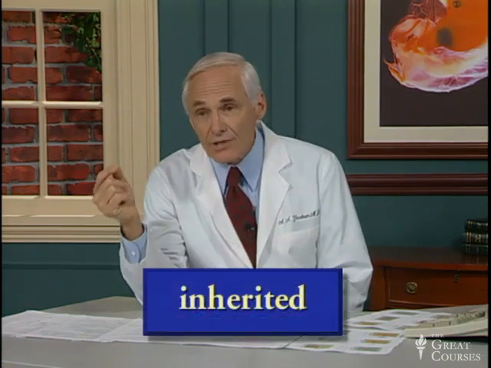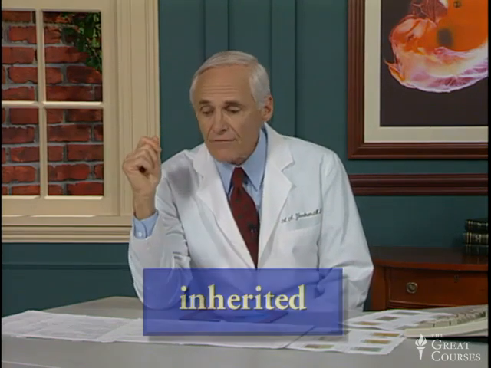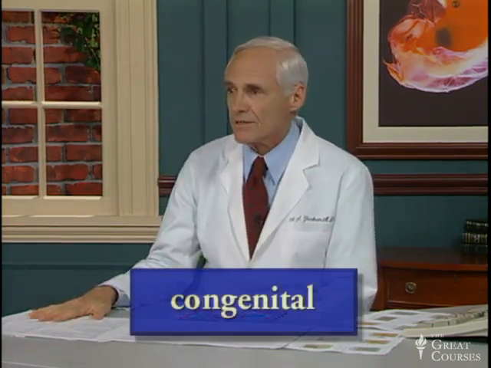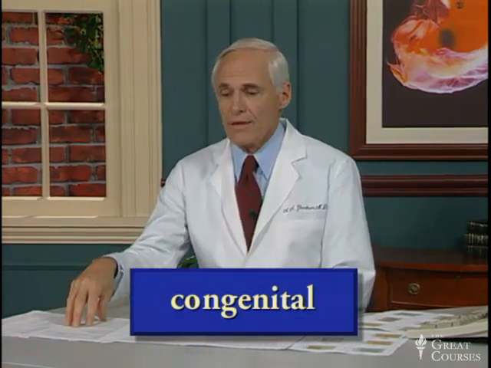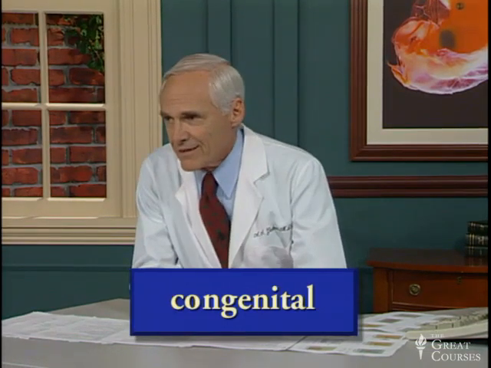We have inherited changes. That means something that's been passed down to you in your DNA. And finally, we have an important word called congenital, which means with birth. It means that whatever we're talking about was present at birth. Now, this does not have to be genetic or inherited. You can have a baby that was born to a mother that was a cocaine or heroin addict. That baby has a congenital heroin addiction. The baby is born an addict, but may not have any genetic changes. They may, but they may not. They don't necessarily have to.